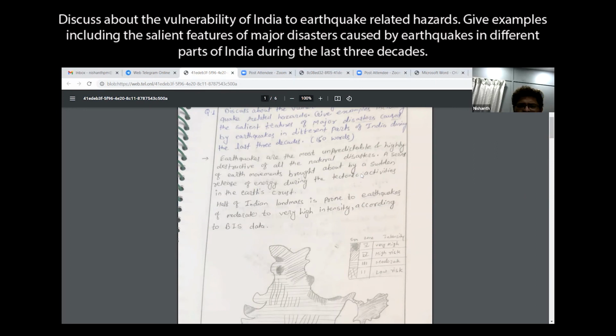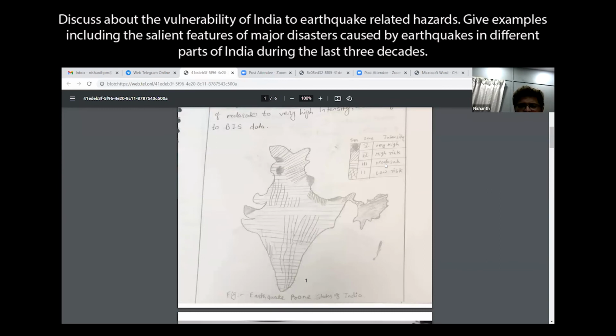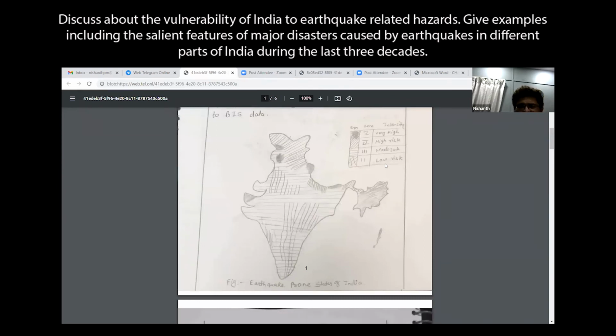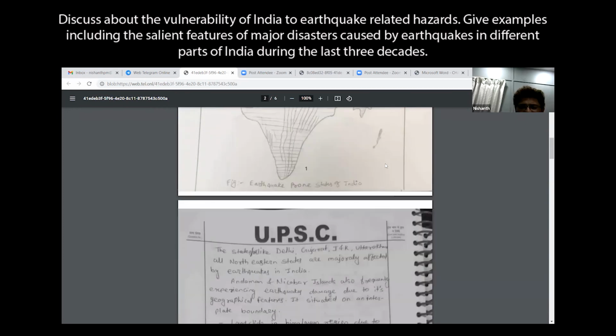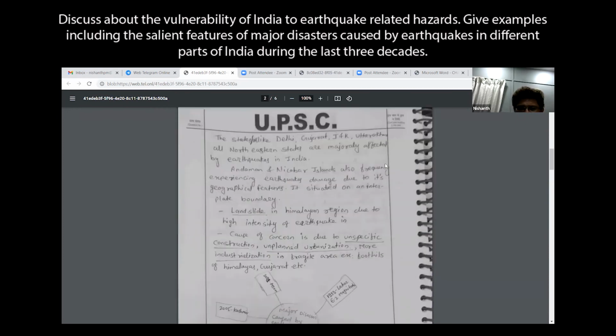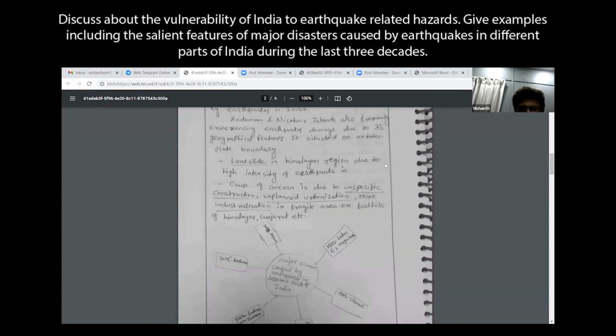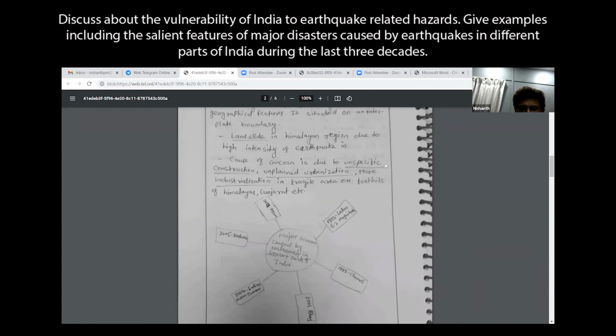Okay, good introduction. Yes, close to 60% of India is prone to earthquakes. Yes, good. Very good. I don't know how much time you have taken to draw this map, but it's a very good projection of the earthquake prone status. Good.